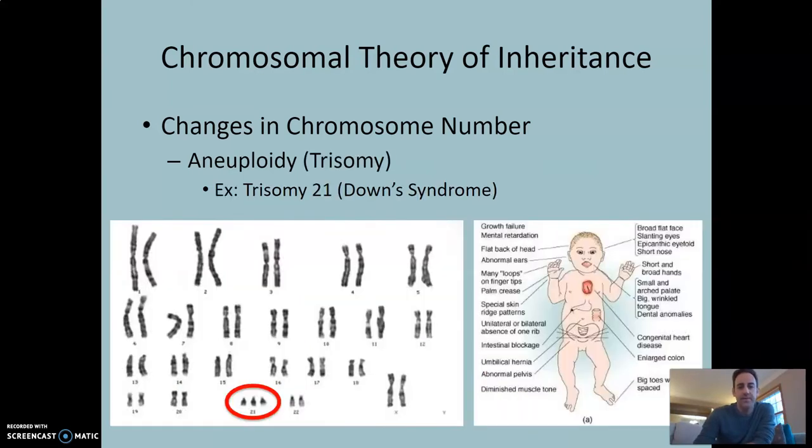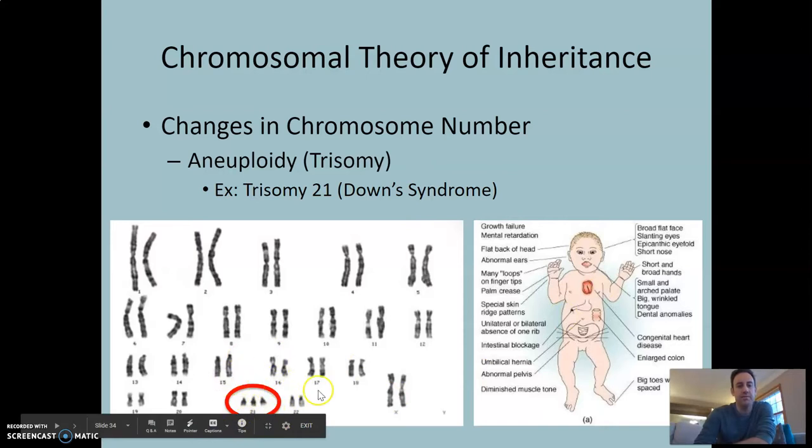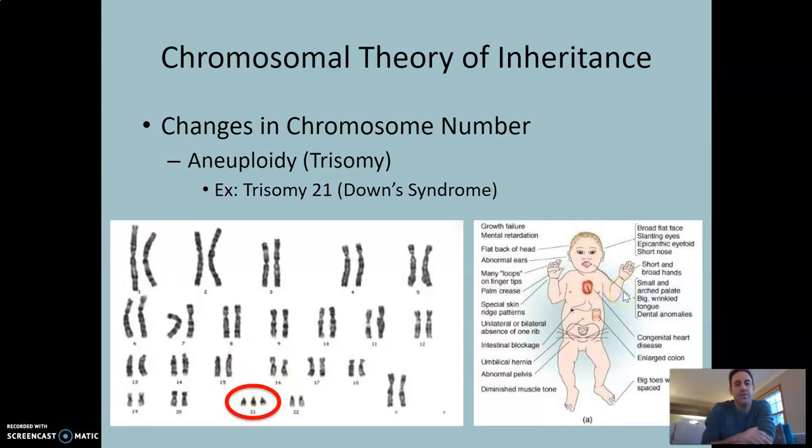So the example that we opened with here, where you have an extra copy of chromosome 21, is called trisomy 21. You may have heard of that as Down's syndrome. Down was actually the doctor who first described this condition, and we're sort of shifting away from that language because there's just something weird about Down owning the syndrome. So we sort of call it trisomy 21.